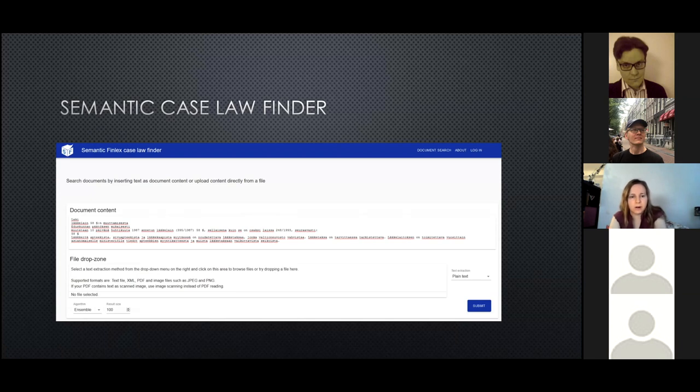And this one uses an ensemble of algorithms to find the similar kinds of cases that are textually similar to the text that people add into the document content field. And then they will submit and it will show a list of similar court cases sorted based on a similarity score on the right hand side.